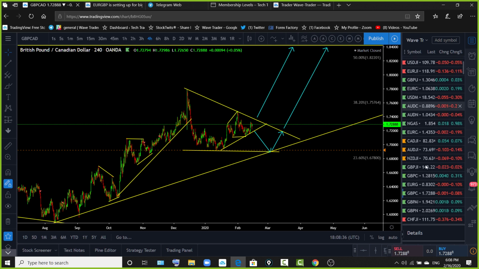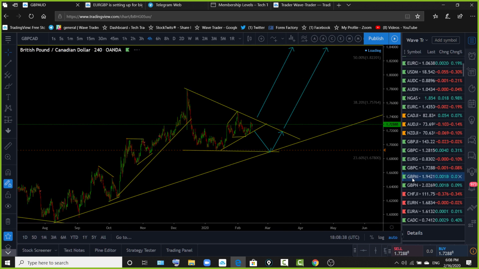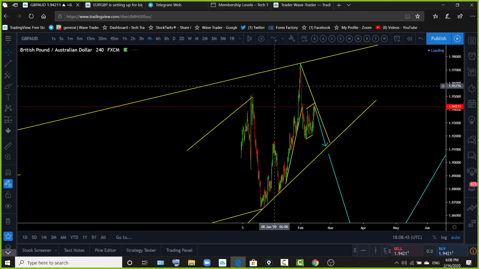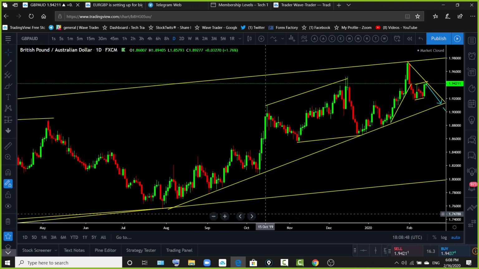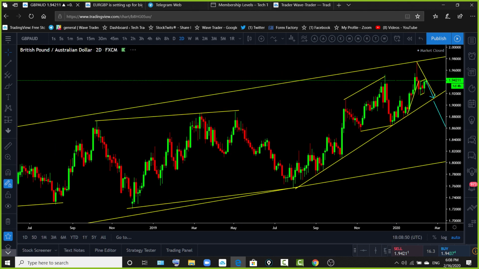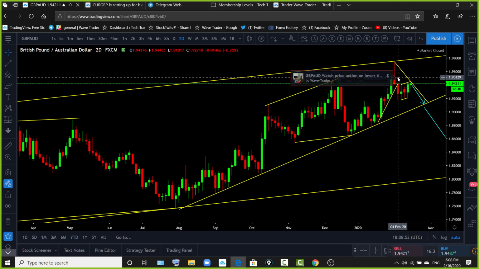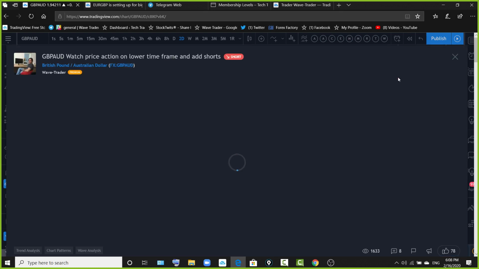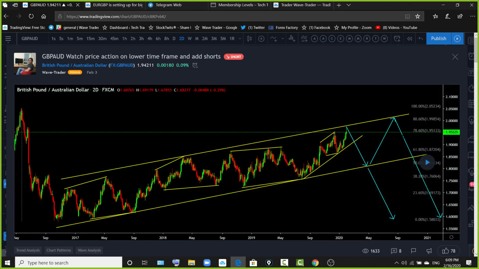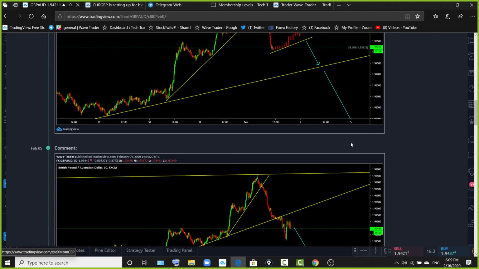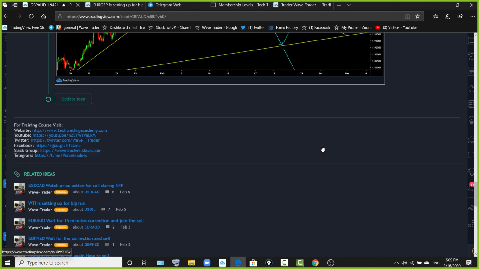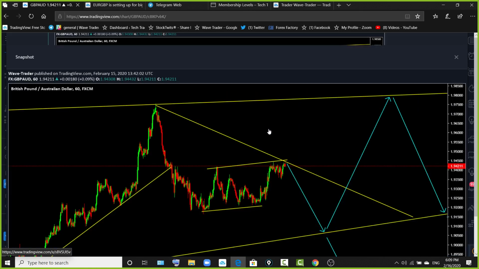So that's the pound CAD chart, and now the pound Australian dollar. The bigger time frame is still the same on the pound Australian dollar. Price is still struggling there. Last week we were looking for this. Price went lower but did not continue.